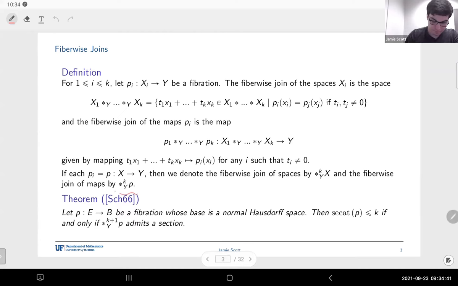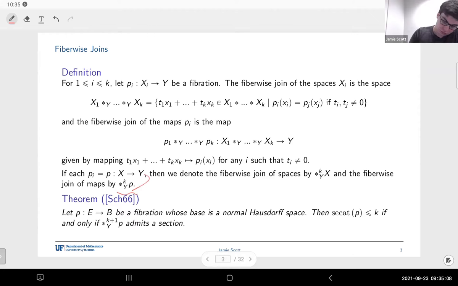And then a theorem by Schwarz, in the AMS Translations series, says that if you have a fibration whose base is normal and Hausdorff, then the sectional category of the fibration is less than or equal to k if and only if the k plus one self-fiberwise join of P admits a section.